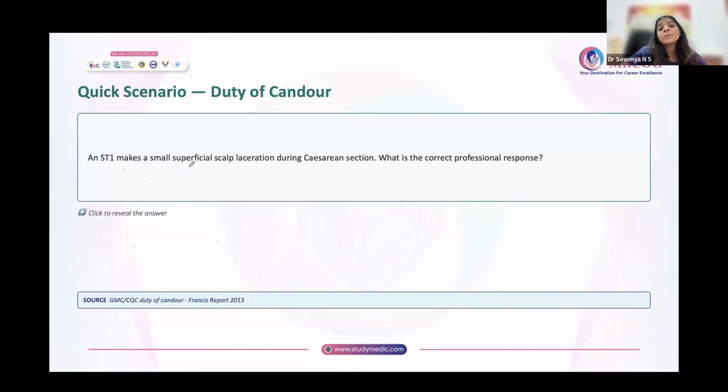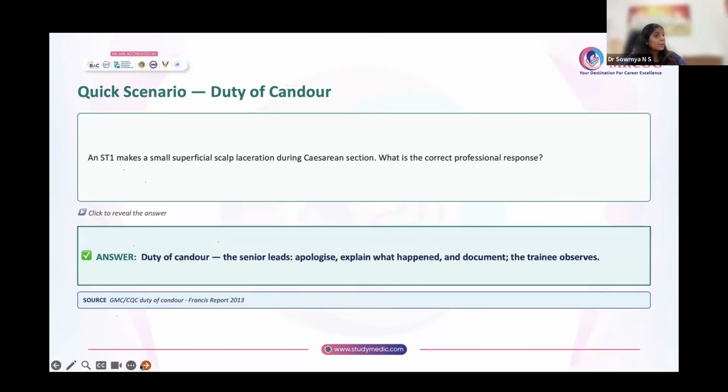ST1 makes a small superficial scalp laceration. What is the correct professional response? Obviously, it has to be the duty of candour, based on the options given. If it is there, you have to choose it. You have to be plain and simple with the parents and explain what happened.